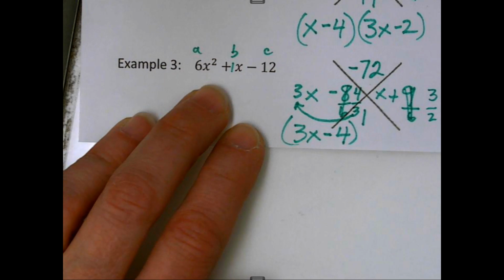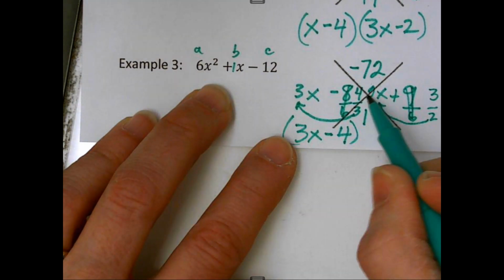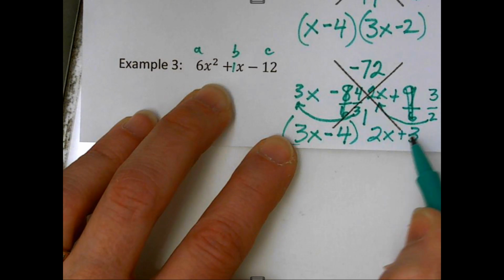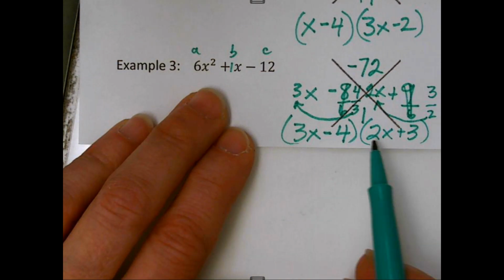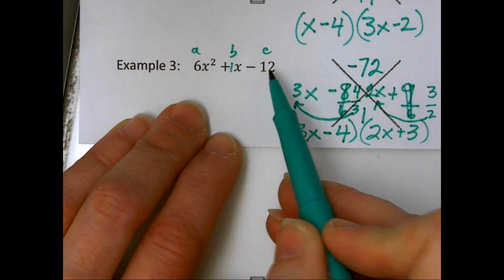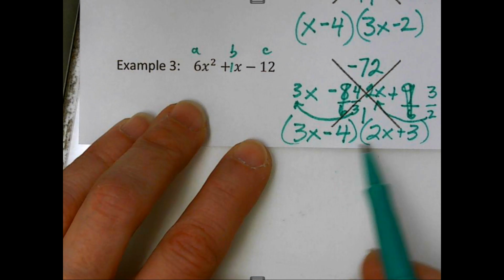Now let's check to make sure it works. 3x times 2x, there's our 6x squared. Our outer would be plus 9x. Inner is negative 8x. Add those together, you get 1x. Negative 4 times positive 3 is negative 12. Pretty slick if you can follow along those rules there.